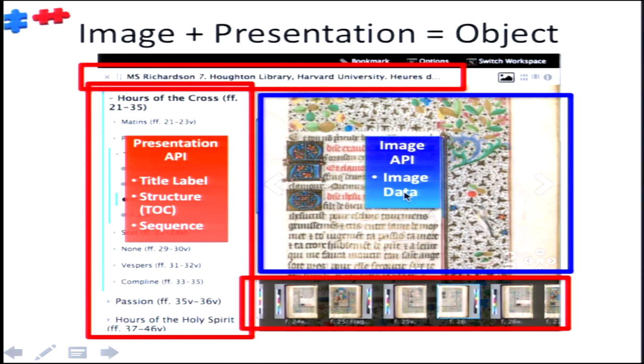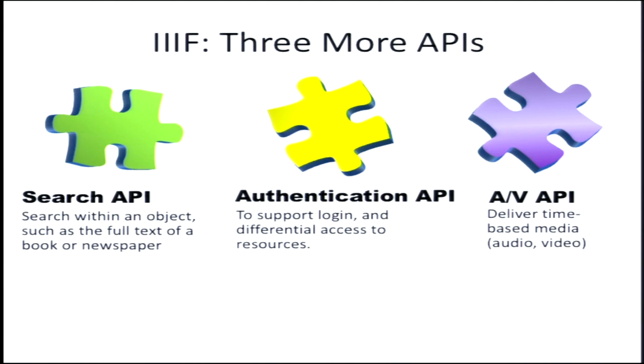There are three more APIs that have been developed, or are in the process of being developed. One is a search API, which allows full text objects to be searched within. It's like Control F inside a Word document or a PDF. There's an authentication API, which lets a site challenge for authentication in case it wants to do differential levels of access. So you have to log in or be on a certain network in order to see the full resource or any of the resource.